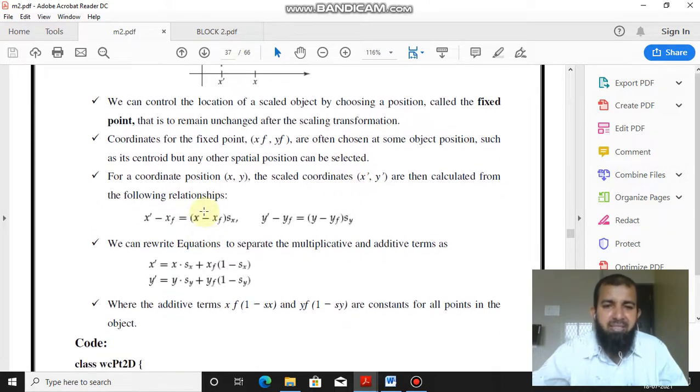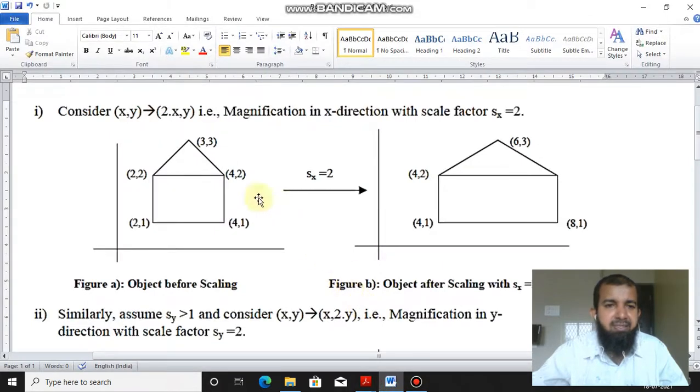We'll take an example, it becomes very clear. See here. Consider (x, y) to (2x, y), that is magnification in the x direction with scale factor sx equal to 2. This is the original object. If you give sx equal to 2 and sy remains the same, the height remains the same, but in the x direction it doubles. So here 2 1, 4 1.